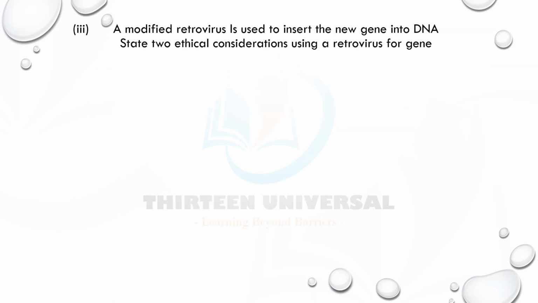A modified retrovirus is used to insert the new gene into DNA. State two ethical considerations of using a retrovirus. Remember what I said? Ethical issues: the advantage, the disadvantage, the problem it creates. Does the virus create a problem? Pause the video and try it. Yes, the virus can disrupt normal genes. The virus is acting as a vector here. It can insert the gene into the wrong position or disrupt another gene. Now if the gene it disrupts is a regulatory gene, it can cause cancer.